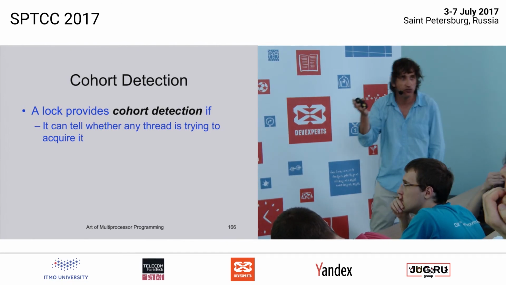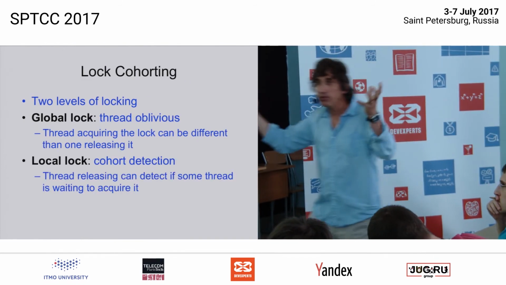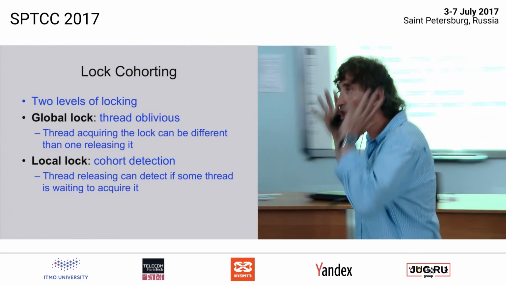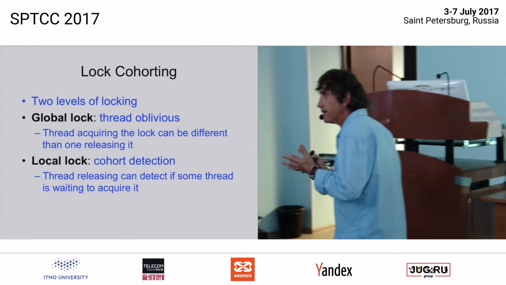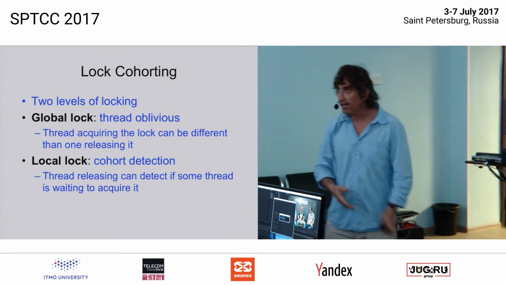Now, why do I need these two properties? What I'm doing in lock cohorting is using two levels of locking. My global lock, the one that everybody shares, I'm going to have to make thread oblivious. Why?